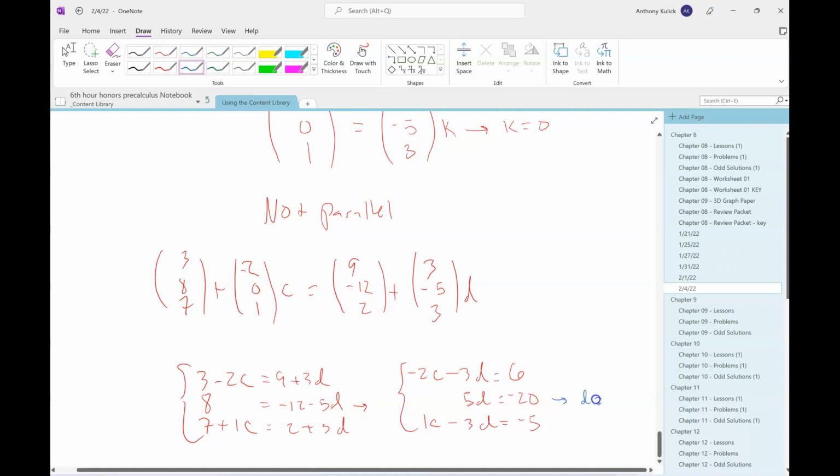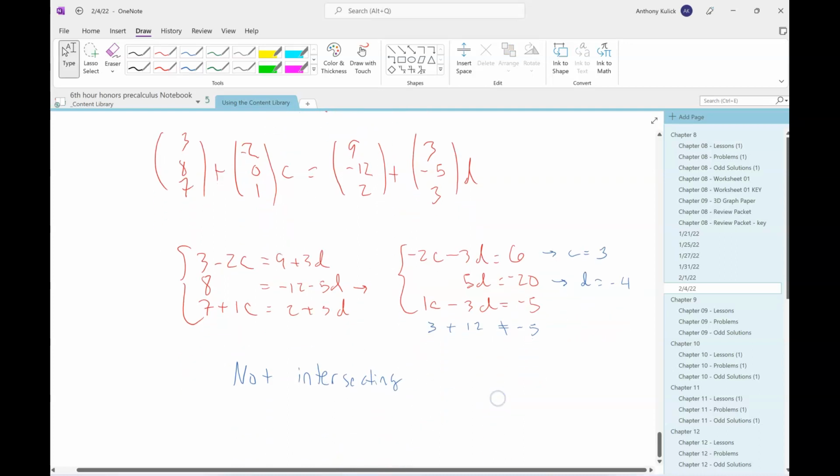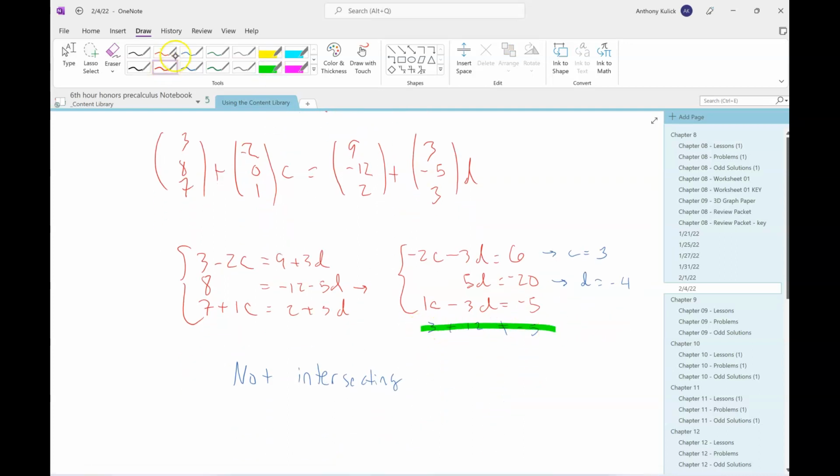So right away you can tell d is negative 4. And with that, negative 4 times negative 3 is 12. Subtract that over, it is negative 6. Divide that, so c has to be 3. And then I'd have 3 plus 12 is not equal to negative 5. So I would say these are not intersecting, because of that piece right there.